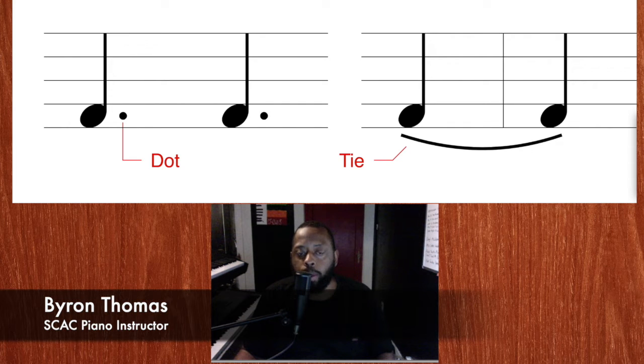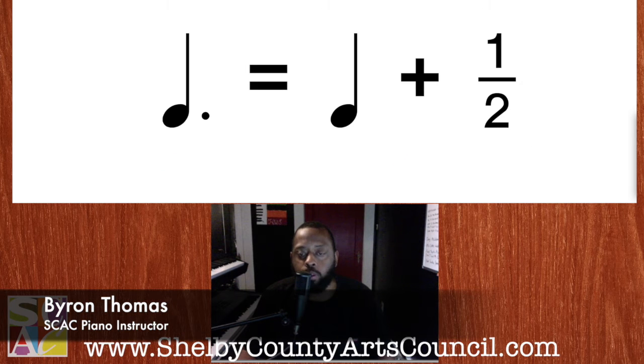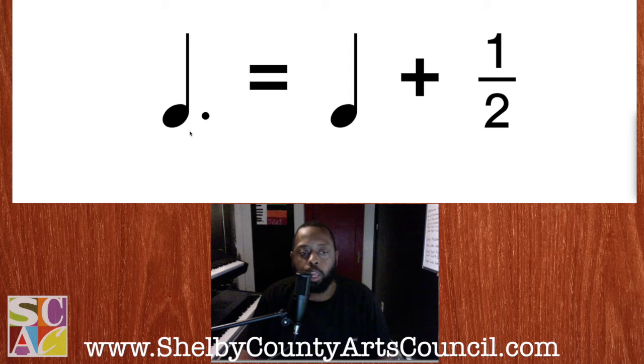Now let's talk about two more things of great significance in music theory: the dot and the tie. Let's start with the dot. Now, once again, we're going to treat this like a musical equation. Here we have a quarter note followed by a dot.